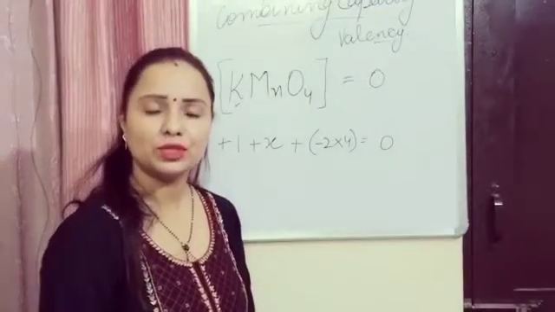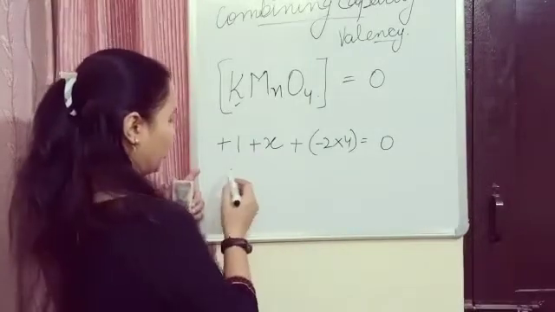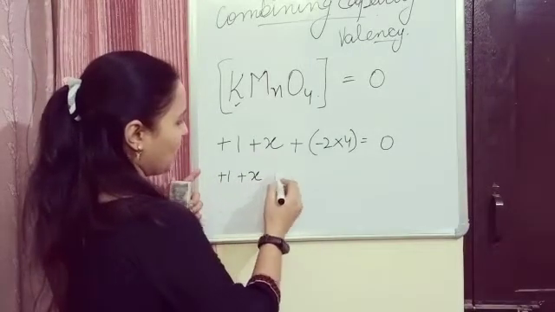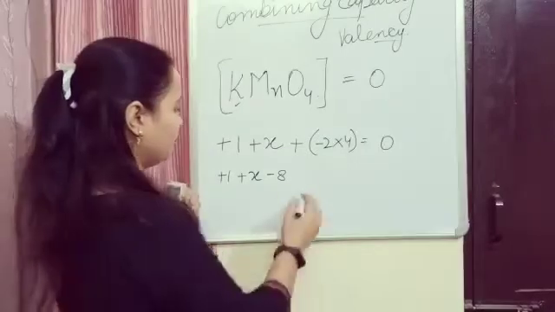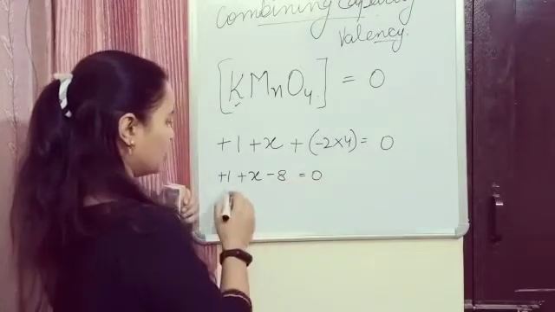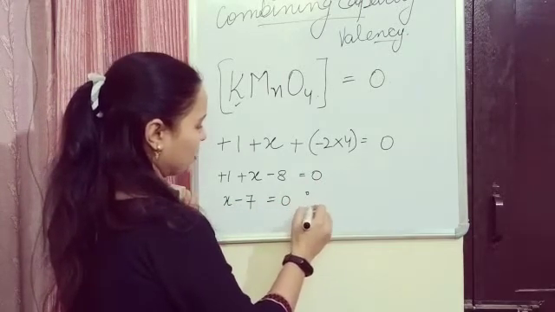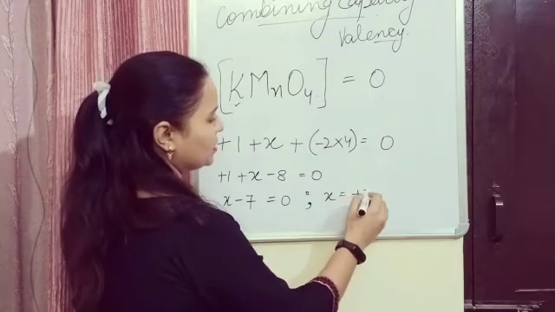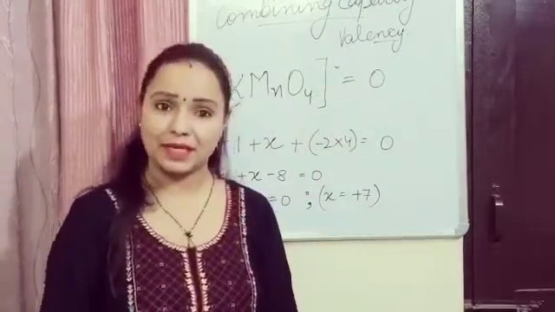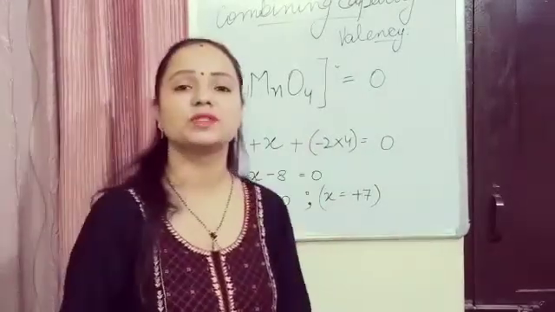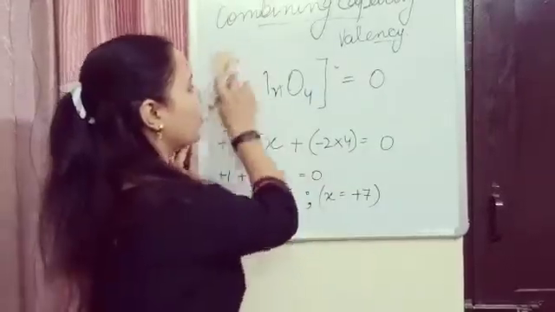Here you got an equation, a simple algebraic equation, and you need to solve it. Let us try to do it. +1 plus x minus 8 equal to 0. So here you will get x minus 7 is equal to 0, or you can say x is equal to +7. So in this particular compound, potassium permanganate, the manganese atom is showing oxidation state equal to +7. Okay, so that was all about the oxidation number and oxidation state.